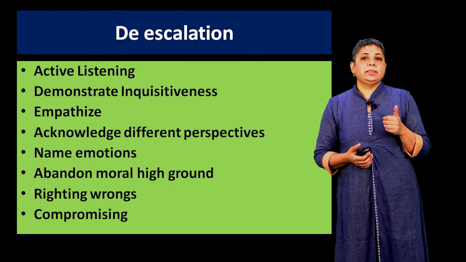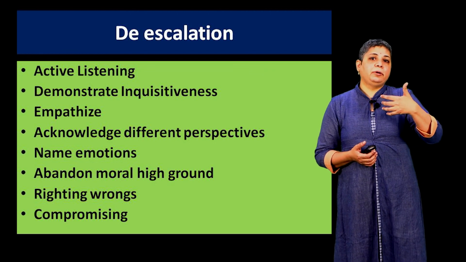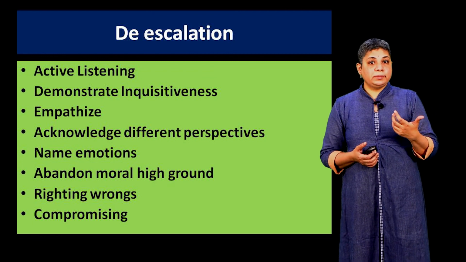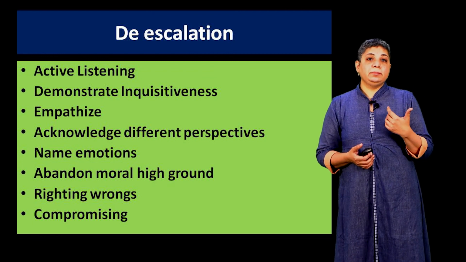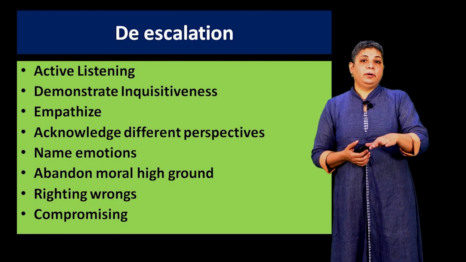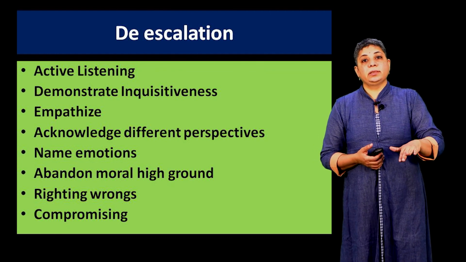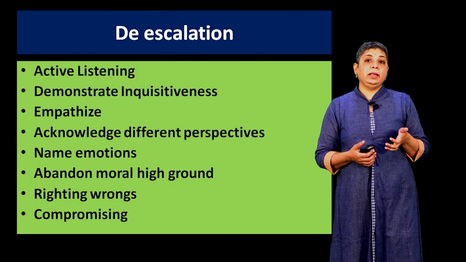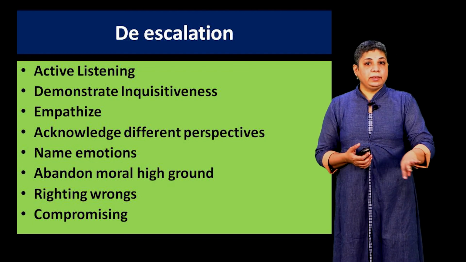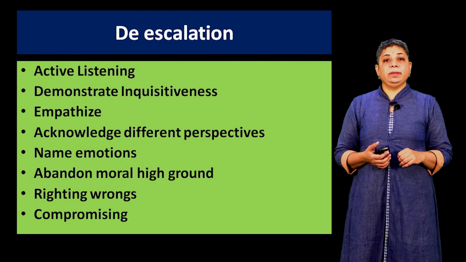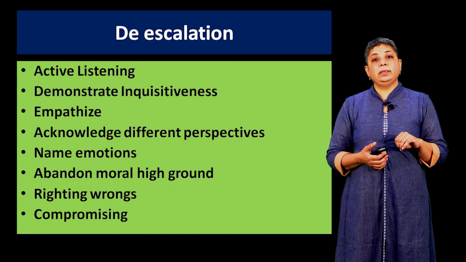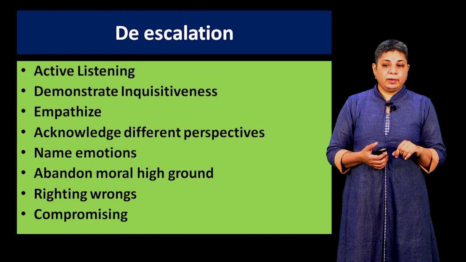Sometimes just saying that you come from a higher moral ground and that you are doing the right thing may not always be enough. Even if it is true, sometimes it's good for us to abandon that high ground and come down to the level of the current conversation, the current discussion, and right wrongs. Whenever something wrong has been done, in the past or even in the current situation, it's very important for us to correct those wrongs and acknowledge them so that we can proceed towards conflict resolution.